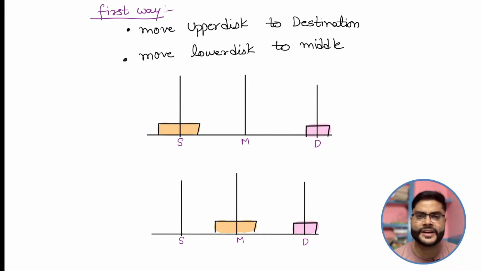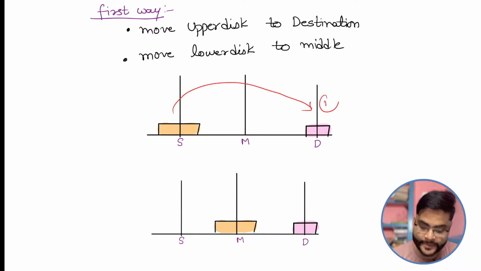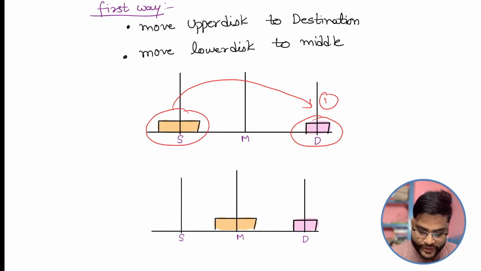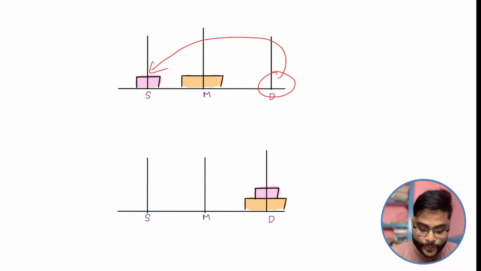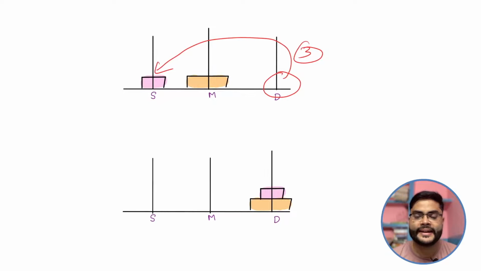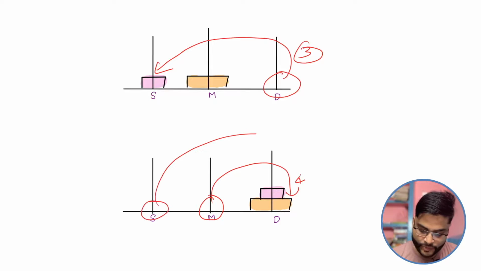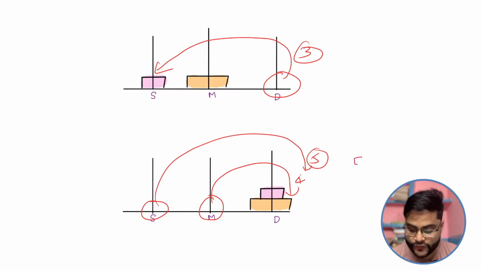Okay, so how many steps does it take? This took one step to move my lightest disk to the destination. In the second step I moved this disk to my middle. In the third step I moved my lightest disk to the source again, because I cannot put my heaviest disk on my lightest disk. And in the next step I will move the heaviest disk from here, and the lightest disk from here. Okay, so it took 5 steps.